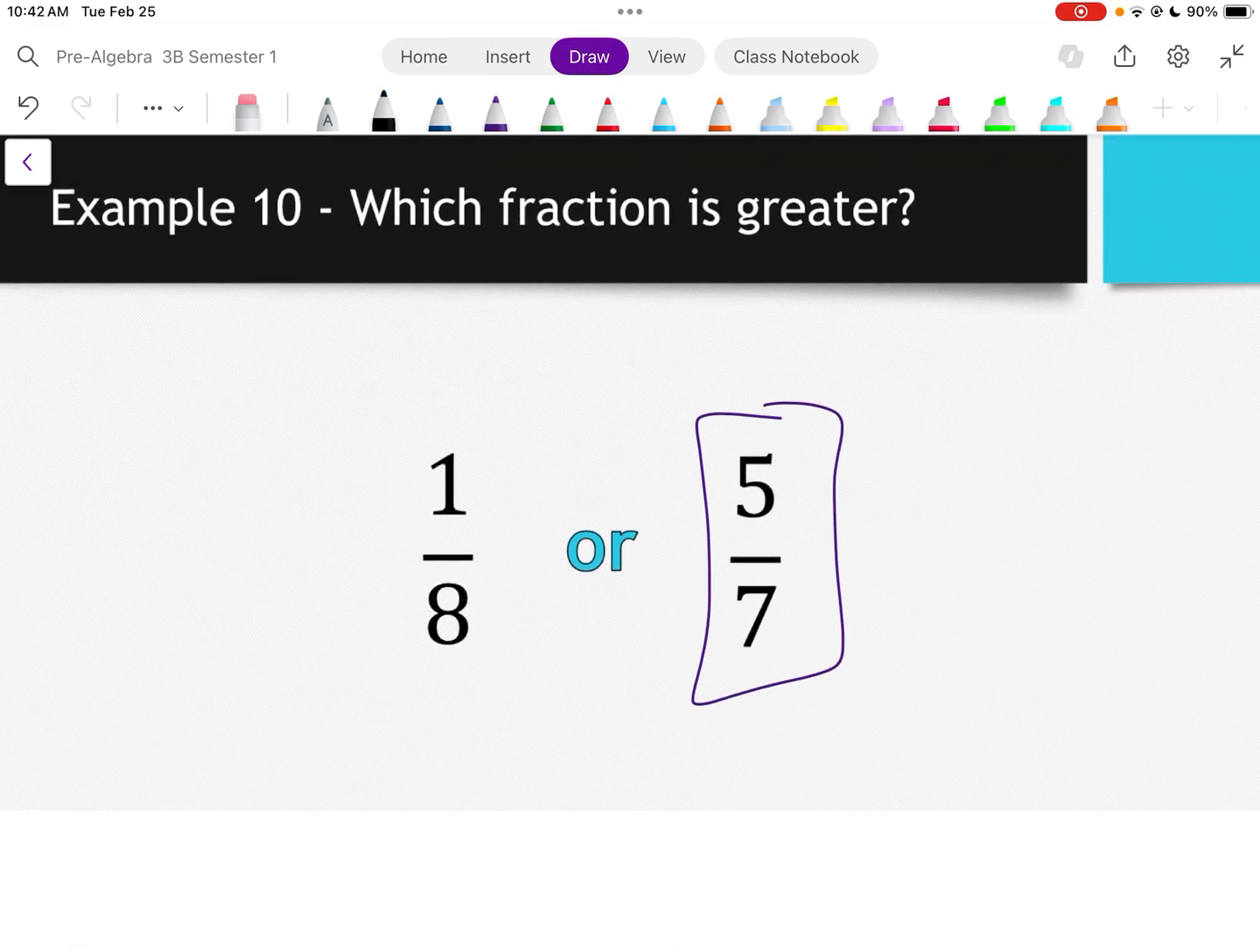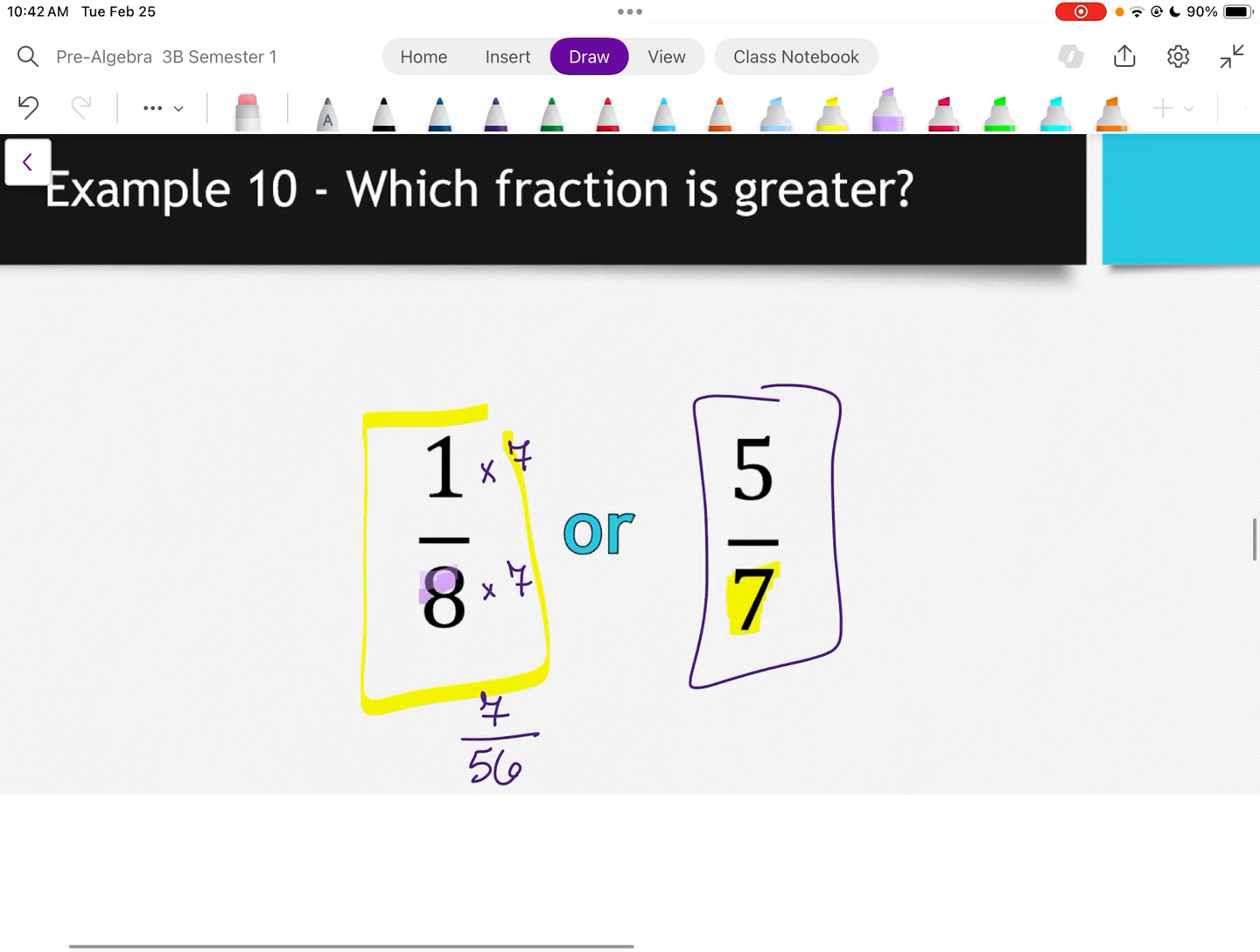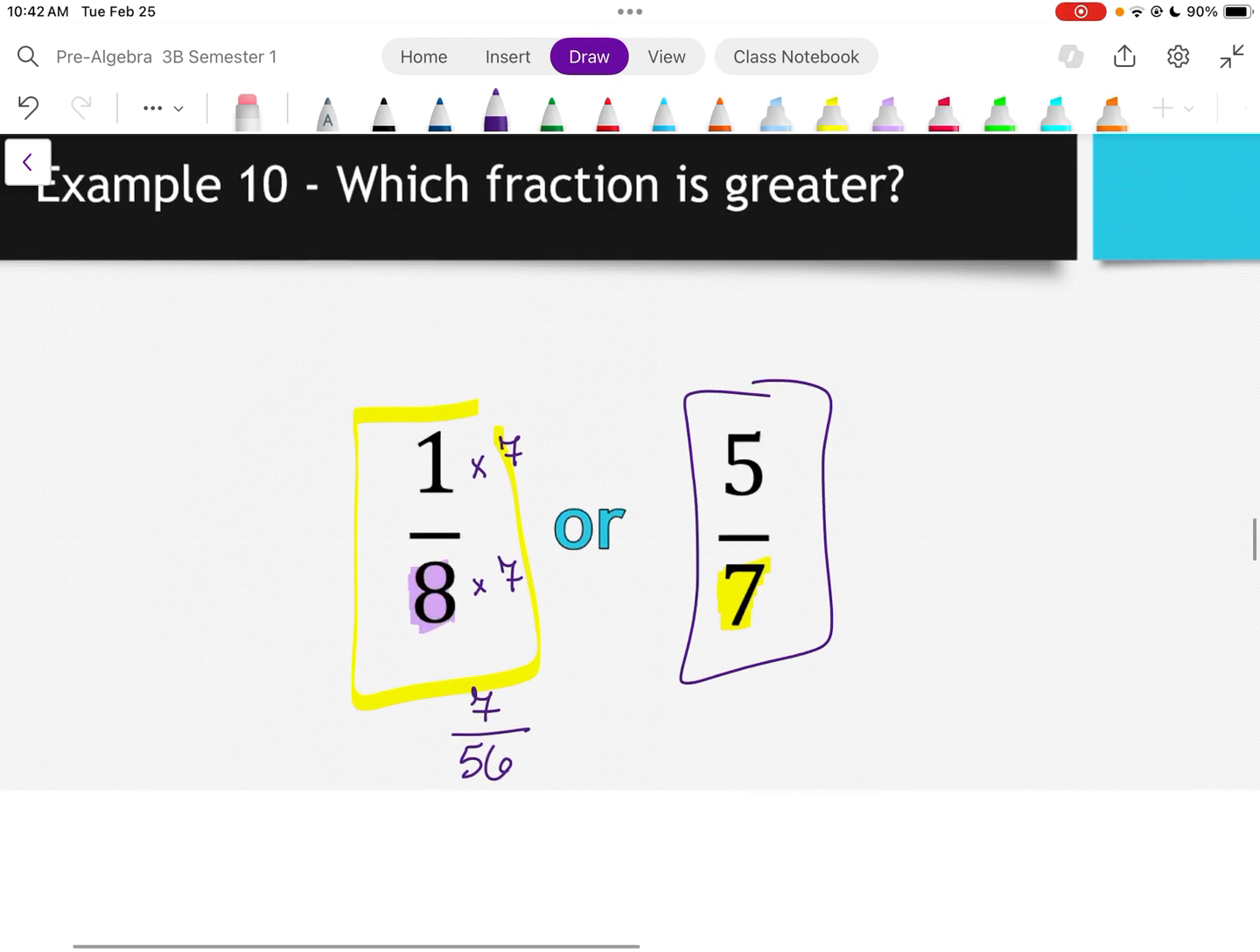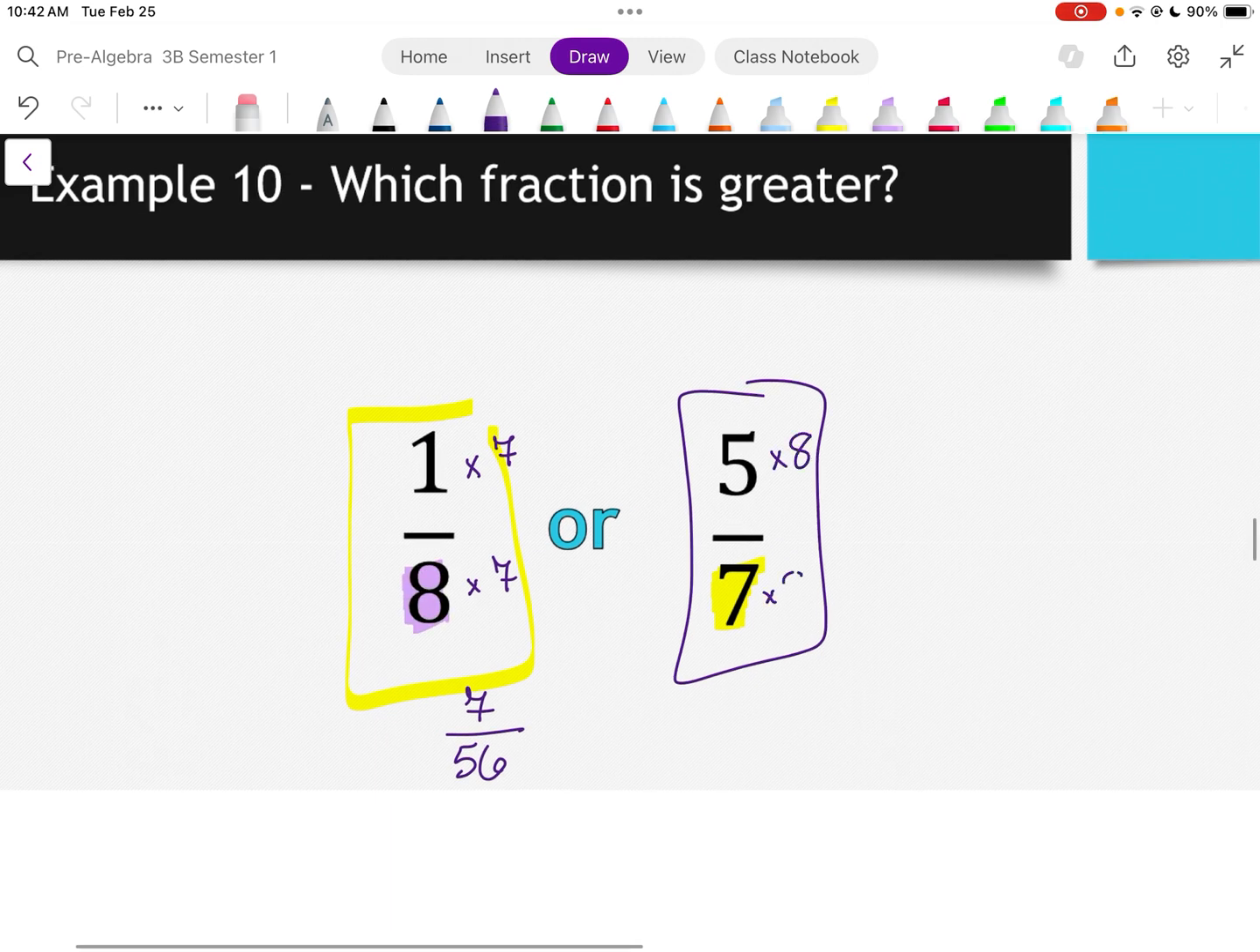One way that you can check your answer is by getting a common denominator. So this first fraction, 1 over 8, I'm going to multiply both the top and the bottom by the denominator of our second fraction. So I'm going to multiply both of these by 7. And that would make this fraction 7 over 56. Then the second fraction, I'm going to multiply by the denominator of our first fraction. So I'm going to multiply both of these by 8. And that would give us the fraction of 40 over 56.